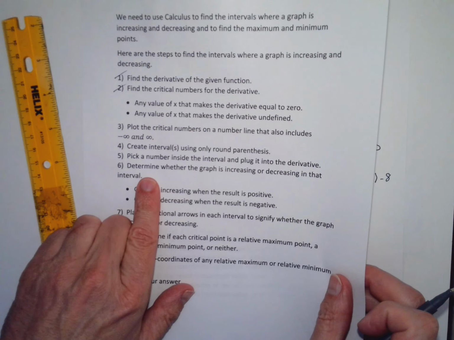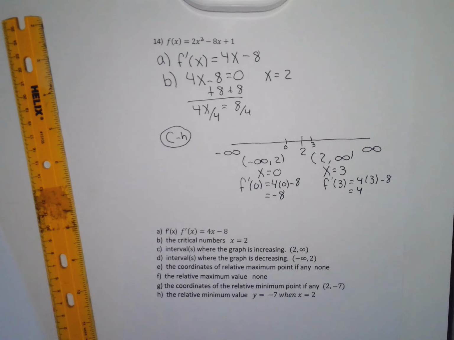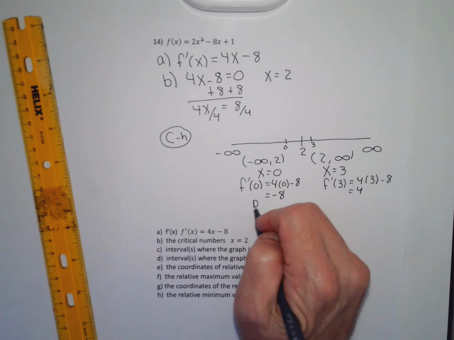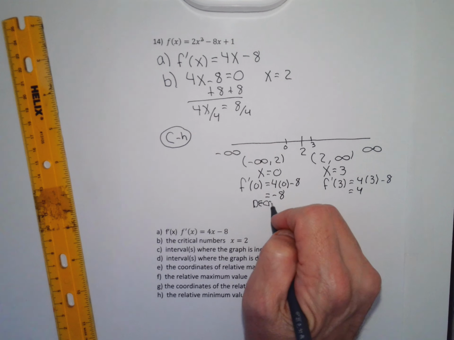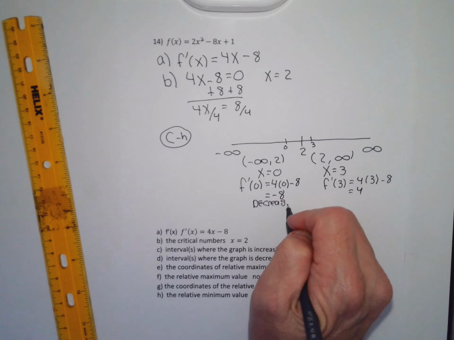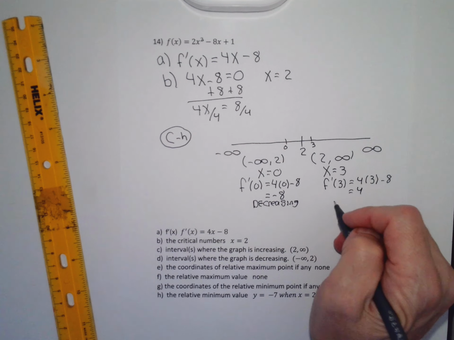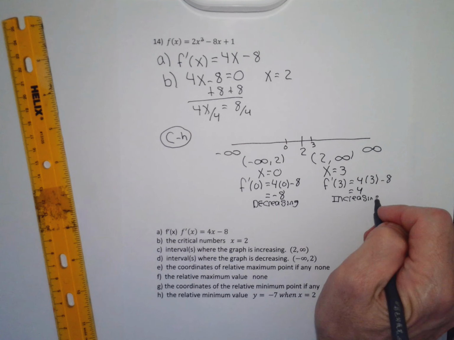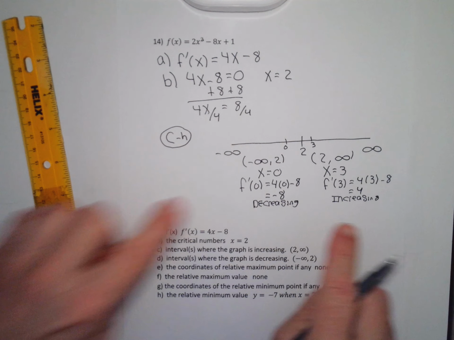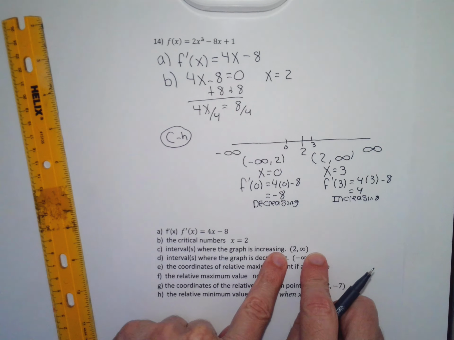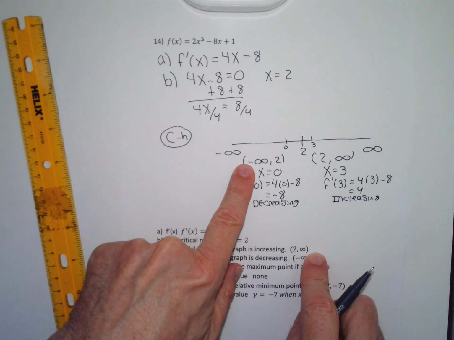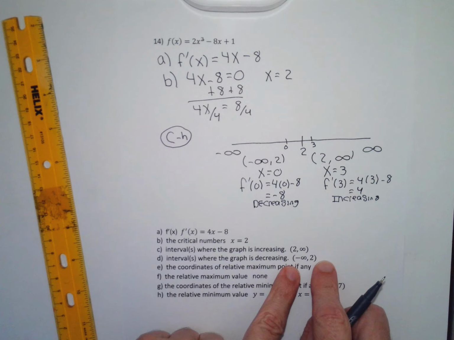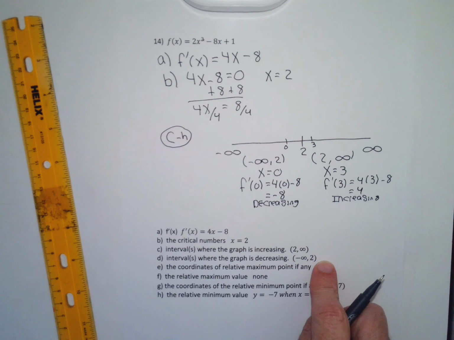Now I need to determine whether the graph is increasing or decreasing. In this region, the graph is going to be decreasing because I got a negative result. In this region, the graph is going to be increasing because I got a positive result. So now I could answer this: the interval 2 to infinity goes in the increasing interval. The interval negative infinity to 2 goes in the decreasing interval. So done with C and D. Now it's just E, F, G, and H.